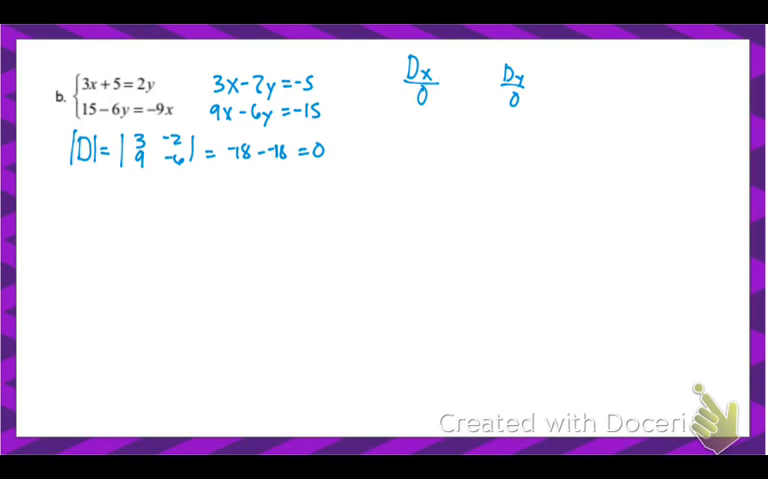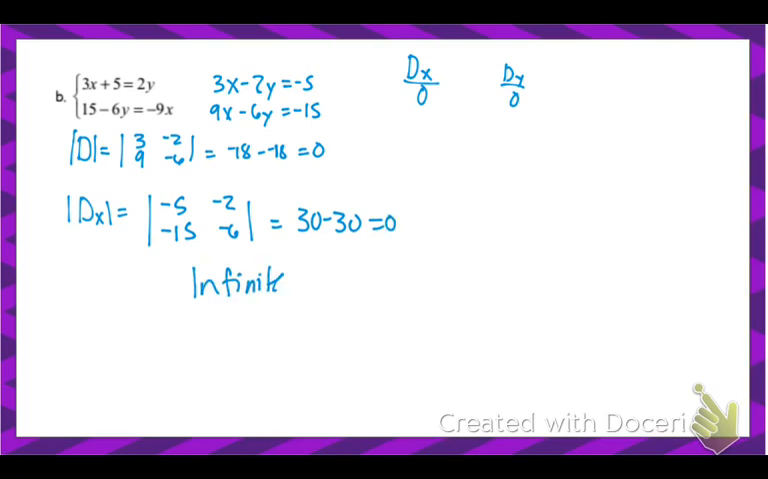To find out which one, let's go ahead and find the determinant of x. If the determinant of that x matrix or the determinant of that y matrix gives us actually a number and not 0, then it's just going to be no solution, because a number divided by 0 does not exist. But if we get 0 over 0, that's actually going to be infinite solutions. So let's go ahead and find that x matrix. So I'll replace the 3 and the negative 9. And that's going to be 30 minus 30, which is 0. So since it's 0 over 0, this one is going to have infinite solutions.